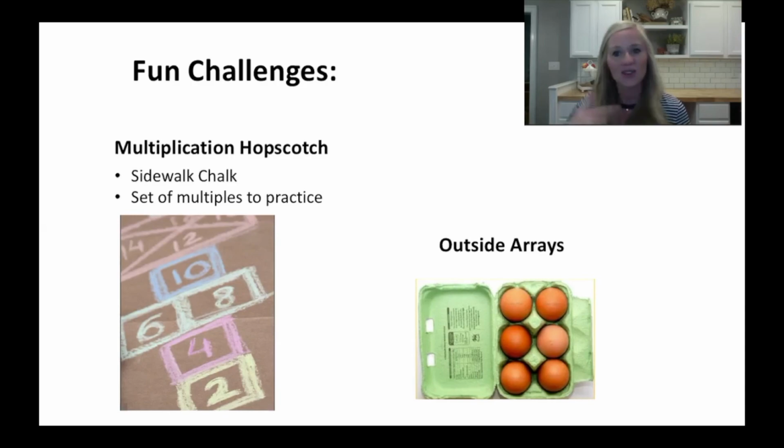And all you're going to do is hopscotch through those just to help you become more fluent with that skip counting of 6s. And it'll help you to become more fluent as you try and solve those multiplication facts.